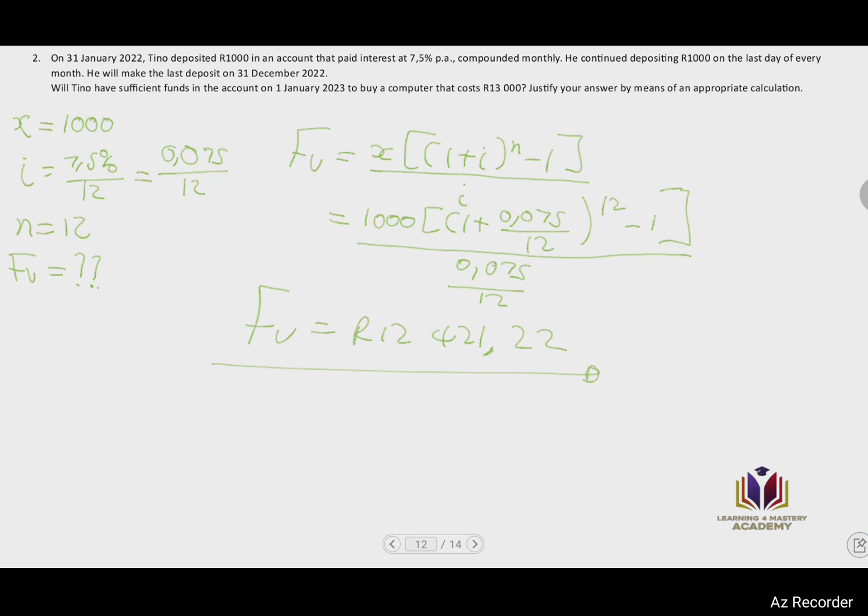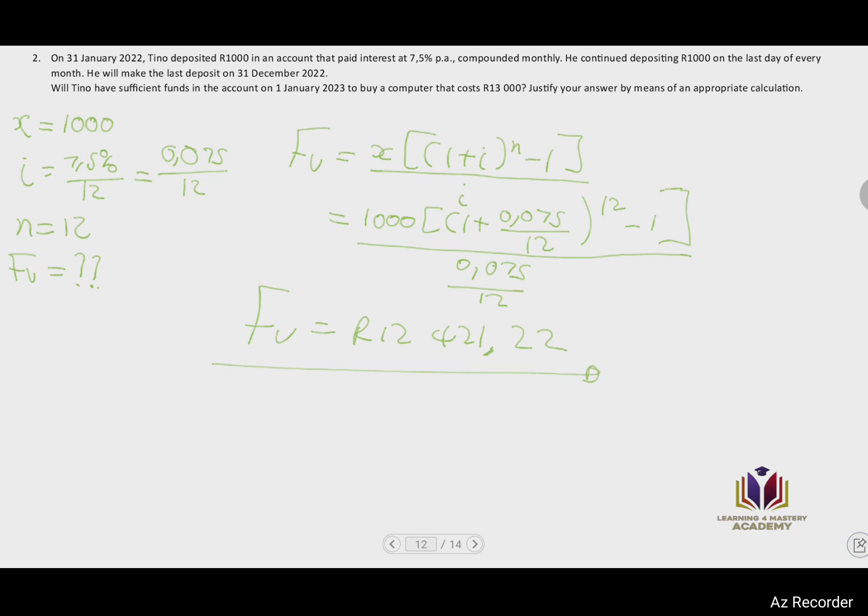Okay, so will he be able to afford the computer that costs 13,000? No, he won't be able to afford it. Why? Because he has less than what's required. He's required to have 13,000. He only has 12,421. That's like 500 and something down on what he's supposed to have. Like they said, will he be, meaning that you have to explain yes or no, then you provide your explanation. He has less money than what's required of him, which is 13,000. Okay, I hope that makes perfect sense.